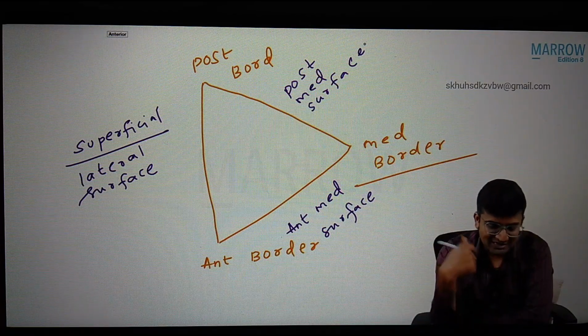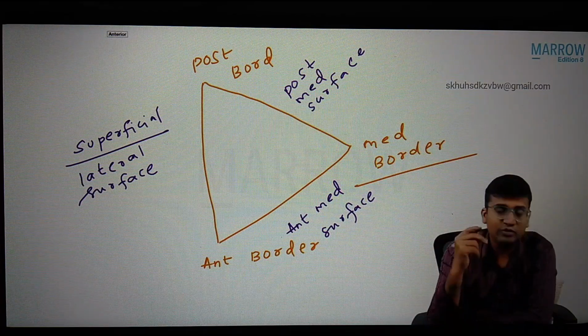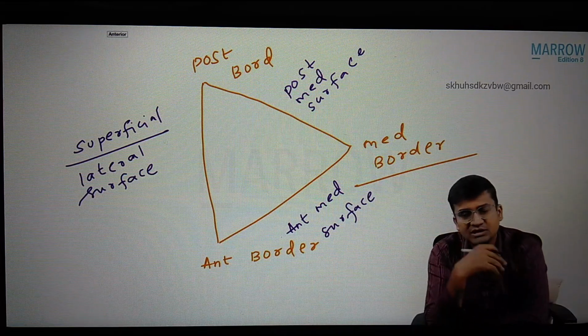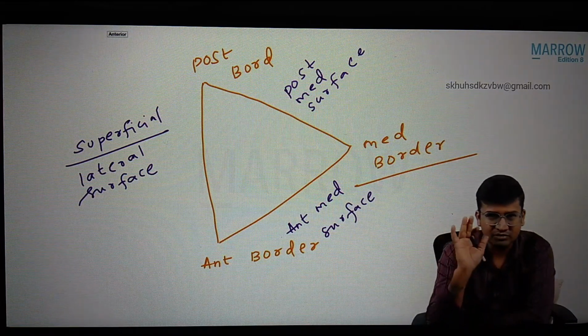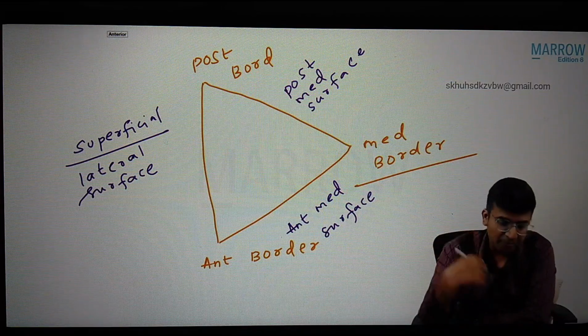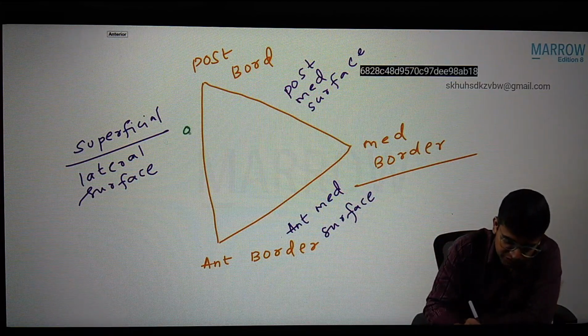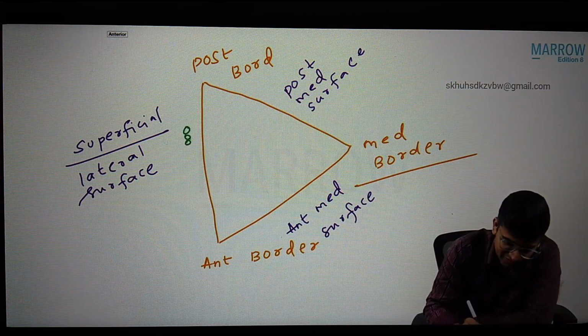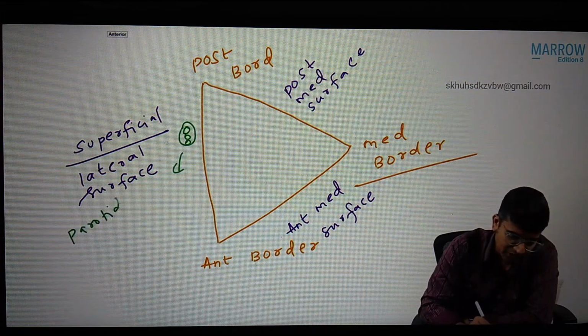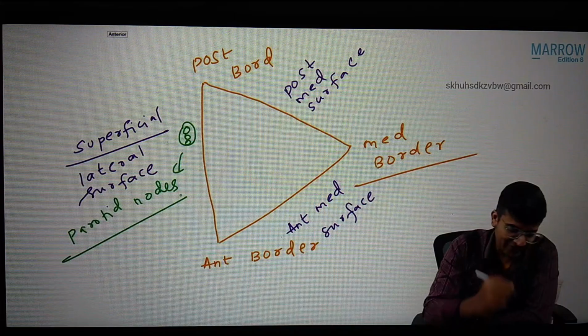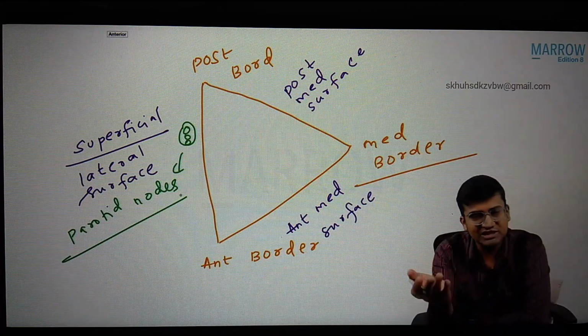Now in the lateral surface or superficial surface, we have only lymph nodes. Skin, superficial fascia, deep fascia, investing layer, understood. But the main content you have to remember is the parotid nodes. So in the superficial surface or lateral surface, we have parotid lymph nodes. Skin, superficial fascia, deep fascia, understood.